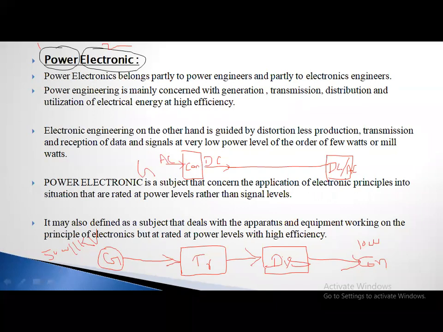Otherwise they could have called it power engineering, or electronic engineering. Why have they especially mentioned the name power electronics? Electronic equipment operated at high power levels is called power electronics. Clear? What was the best example we discussed? For transferring the power from the generating station to distribution on the consumer side.